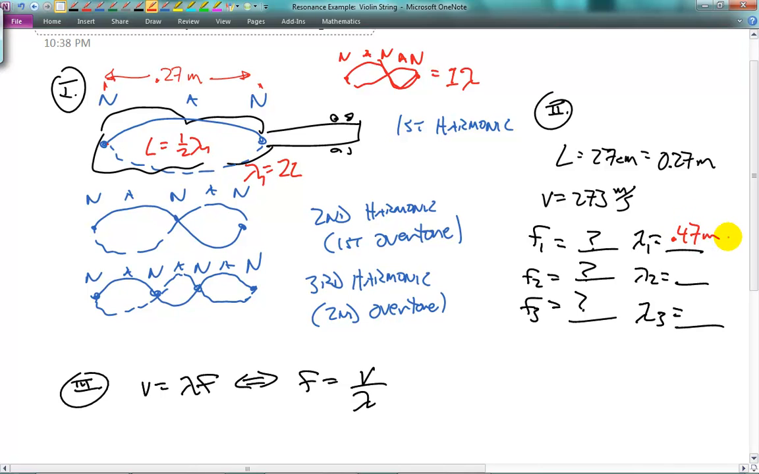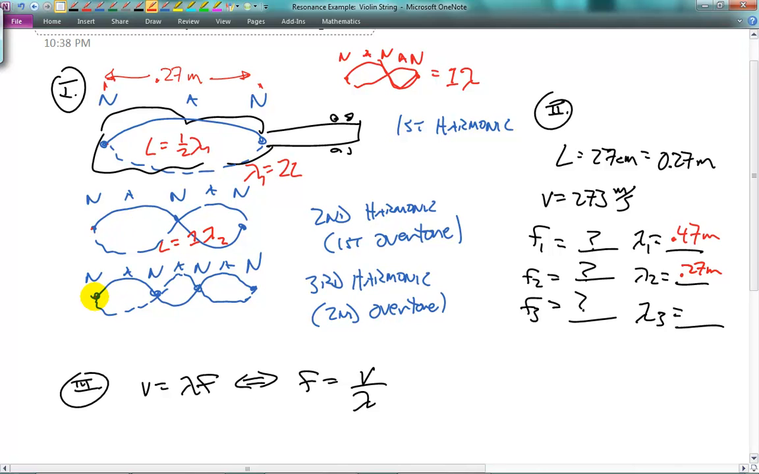Okay? So in other words, once you picture what the wave looks like, and you know the length of the string, you can figure out the wavelength being generated for the first harmonic. The second harmonic, we have a node, antinode, node, antinode, node. The length of our string in this case is just one wavelength for the second harmonic. So it's just 0.27 meters. In other words, the waves are half as small, if you think about it there, right? We're shaking it twice as fast.